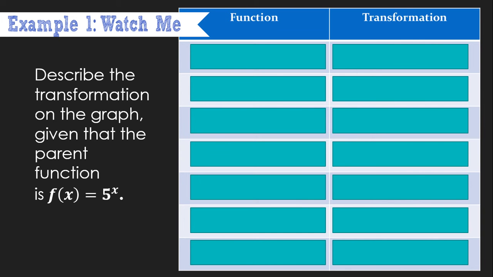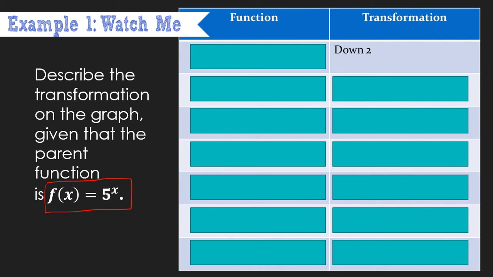So let's look at some examples here. So describe the transformation on the graph given that the parent function is f of x equals 5 to the x. So we're starting here with every single problem. Okay, so if we look here first at this description.